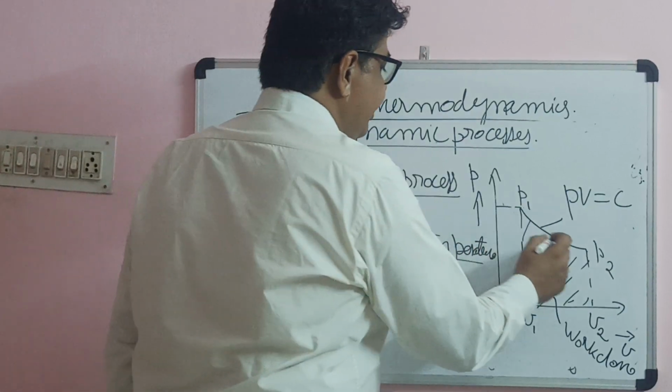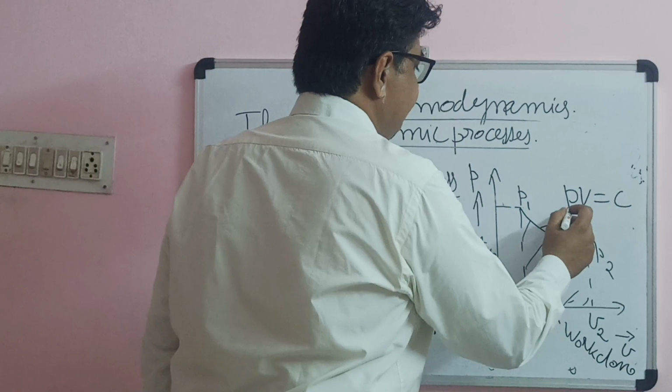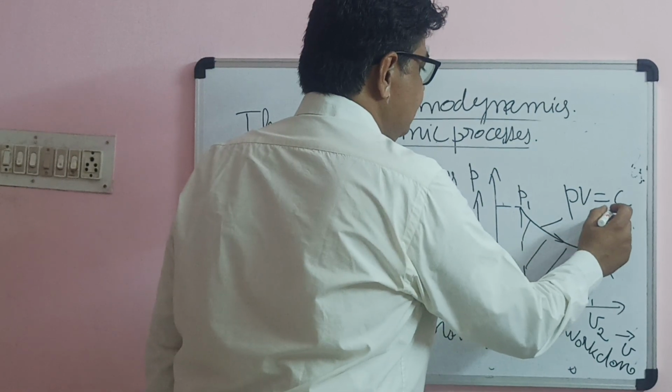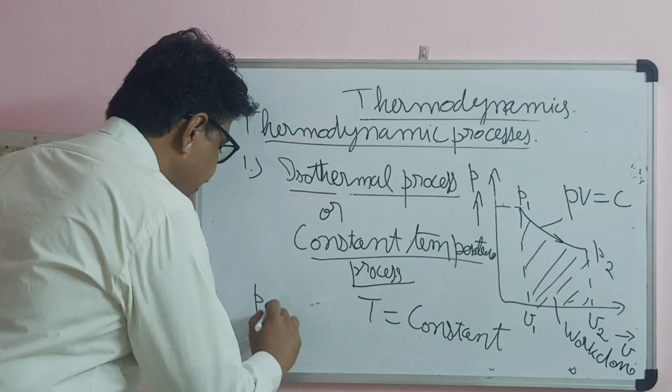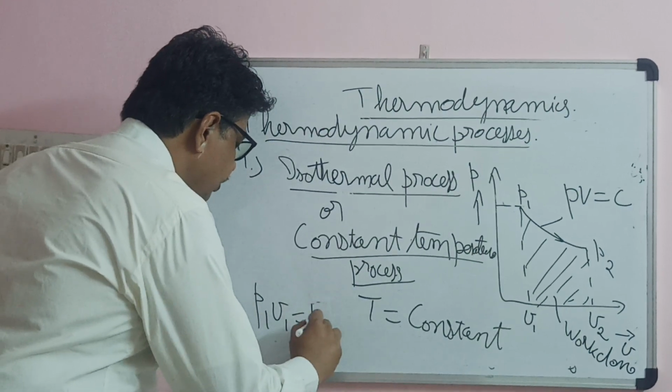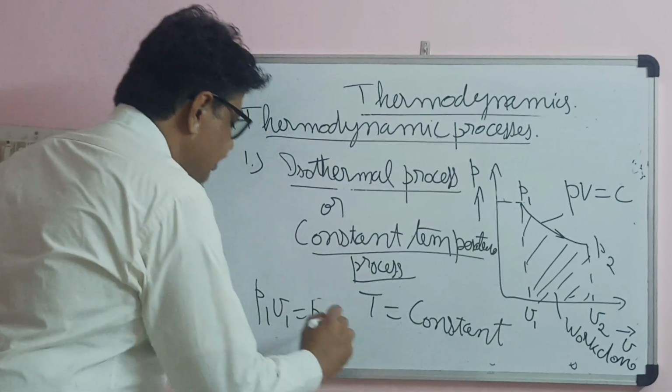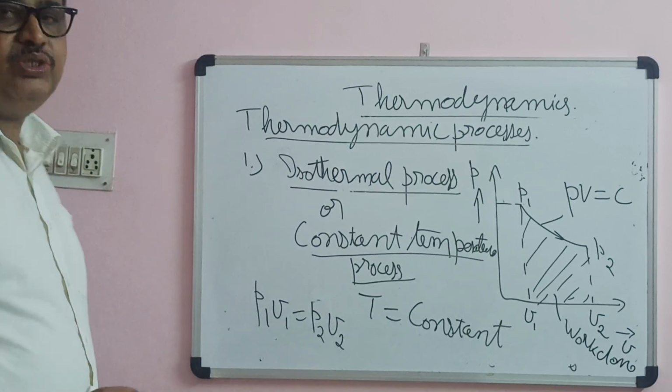It's an isothermal process, therefore temperature remains constant. Therefore, this is governed by the equation PV equal to constant, where P is the pressure, V is the volume, C is equal to constant. Therefore, in isothermal process, P1 V1 equal to P2 V2. This is the governing equation for isothermal process.